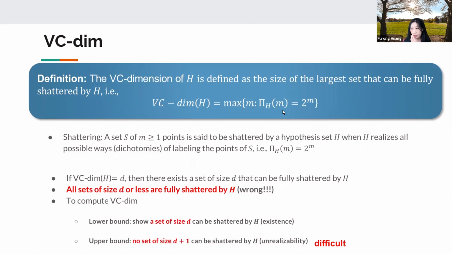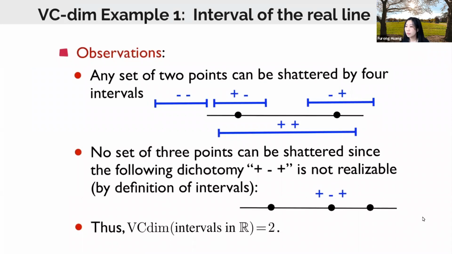By the way, do people have confusions about why I have this lower and upper bound for computing the VC dimension? Don't be shy to speak up. Any confusions? Feel free to discuss. Okay, if no further questions or comments, we'll proceed.